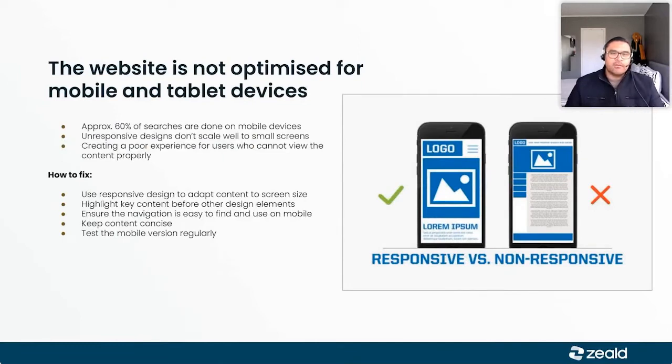Now, if a website is not optimized for mobile and tablet devices, we've got to realize that our users are searching on mobile devices, and we have statistics that show that 60% of searches are done on mobile devices. When you then look at customers that are in-store, that increases to about 85, 87% of in-store customers searching for the same product but elsewhere.